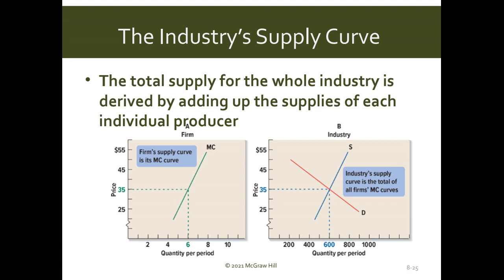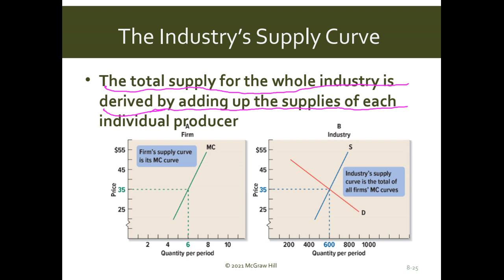Now, once again, I'm drawing the diagram for a firm and industry. I have drawn the firm's diagram on the left-hand side and the industry diagram on the right-hand side. Notice in this diagram, the total supply for the whole industry is derived by adding up the supplies of each individual producer.